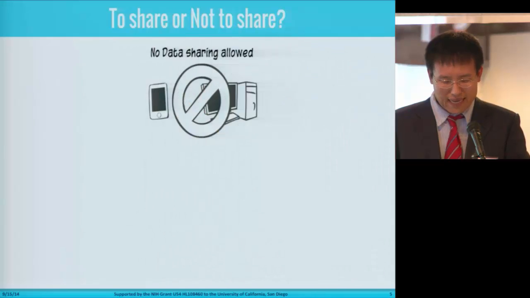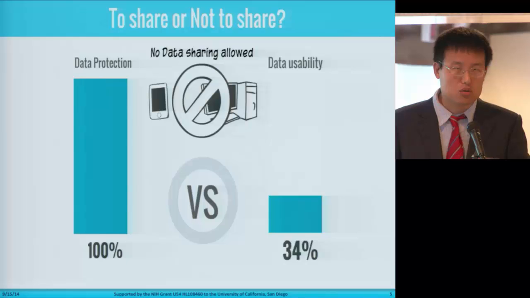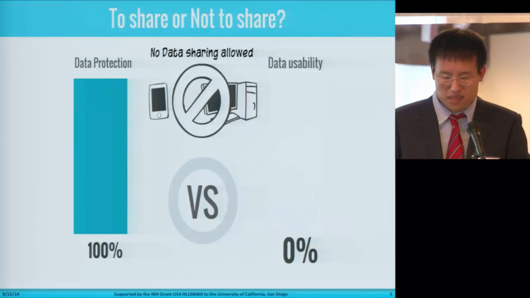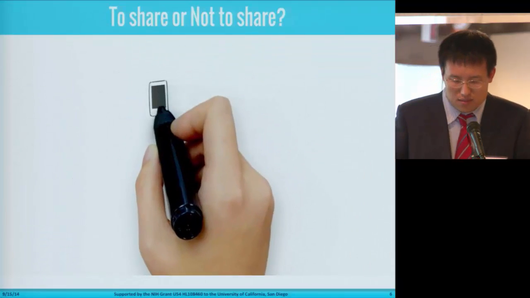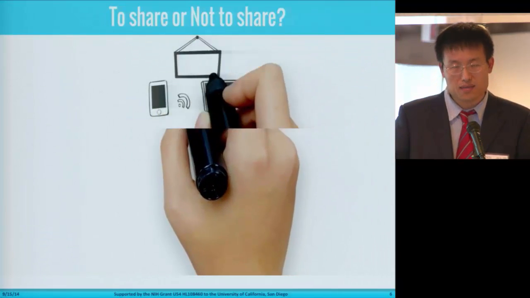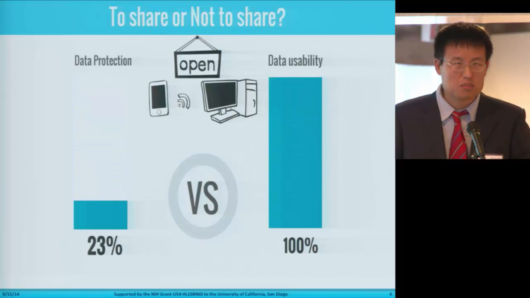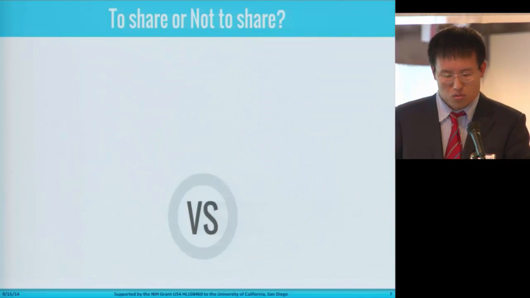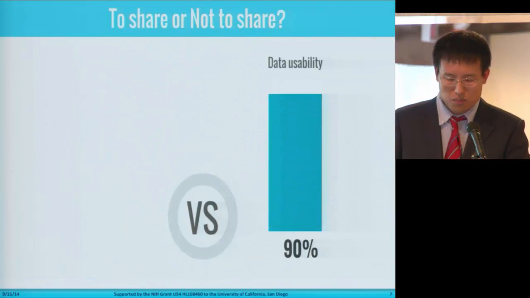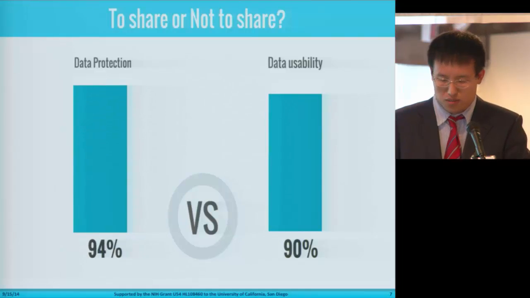One may restrict any data access to achieve the best data protection, but it also results in zero data usability. In contrast, someone may make data openly accessible, which maximizes data usability but without providing any data protection. It turns out we need to develop new methods to achieve both high data usability and strong data protection.